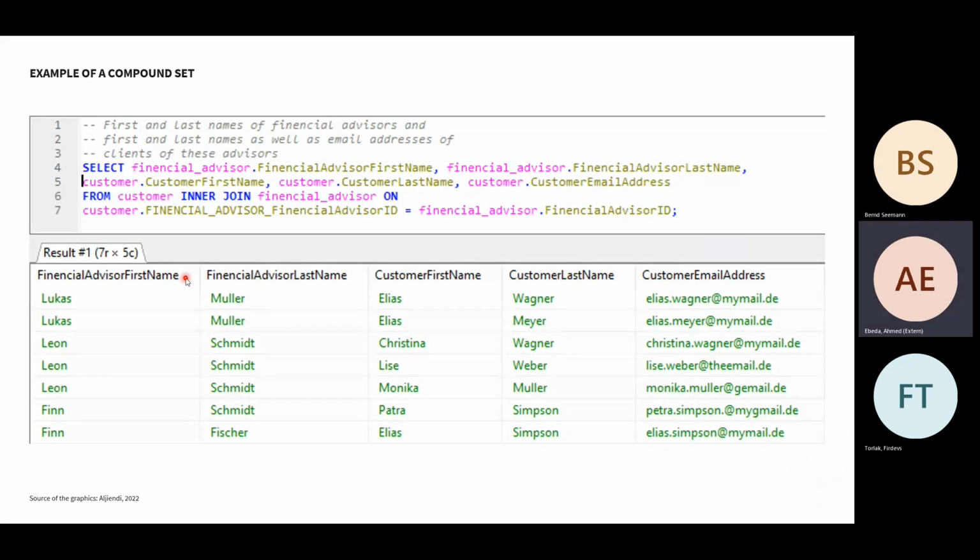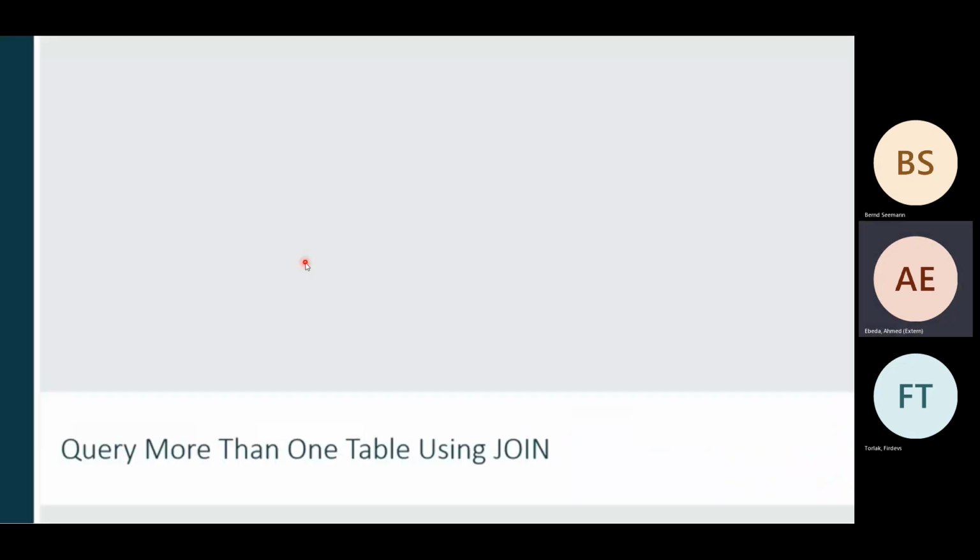Yes. Okay, so the idea here is you connect the tables based on the financial advisor ID and the financial advisor ID, which is the foreign key in the customer table. It would also give you a little bit more information. Query more than one table using join.